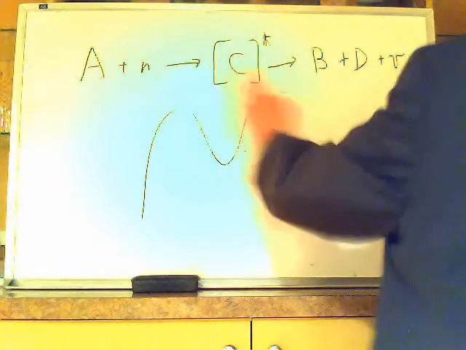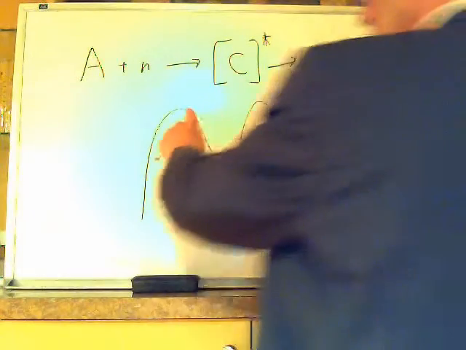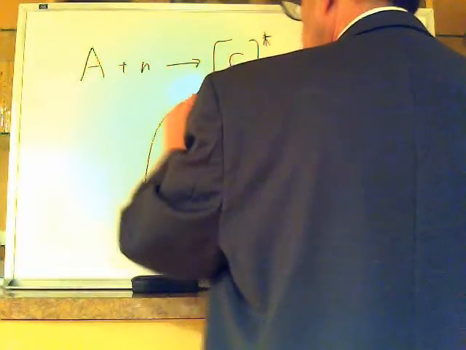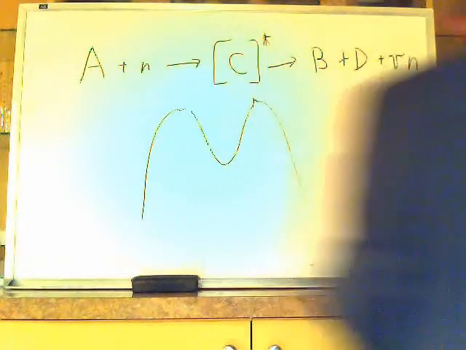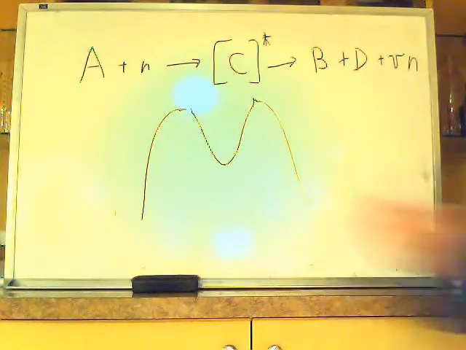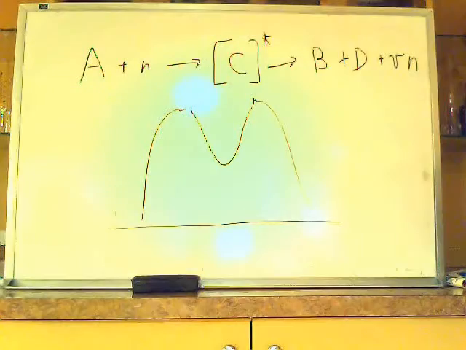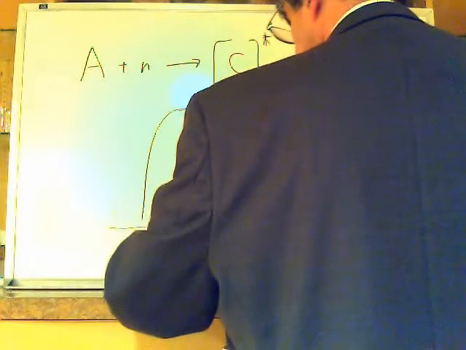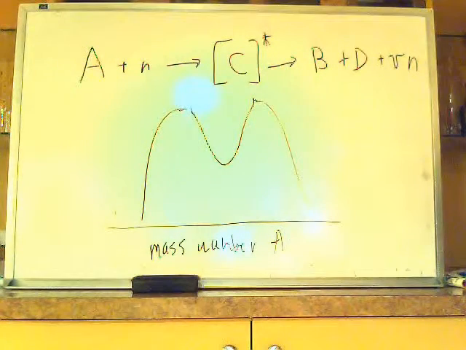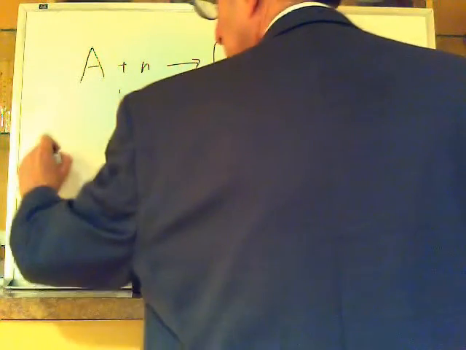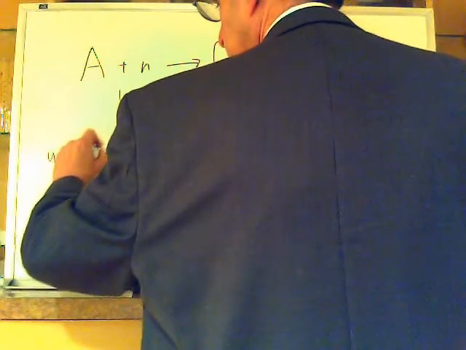It's got two maxima in it, and actually there's a little local maximum as well about here, and then there's another one over on the other side. There's a kind of a little spike on both ends of this, and if we plot that, down here on the x-axis we're plotting the mass number, atomic mass, and on the y-axis we're plotting percent fission yield. So this is percent fission yield over here.